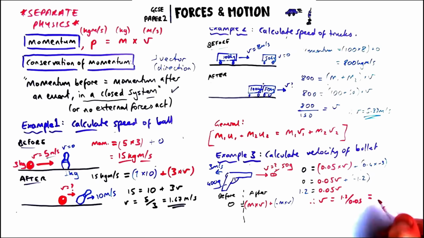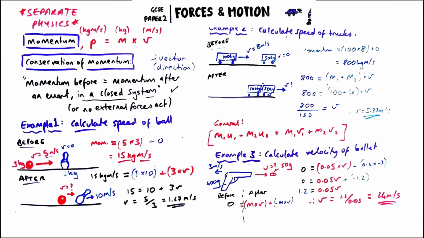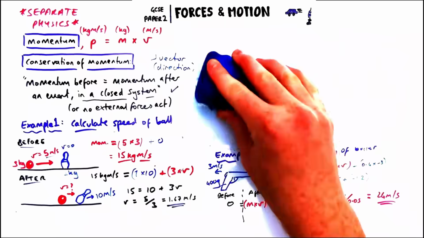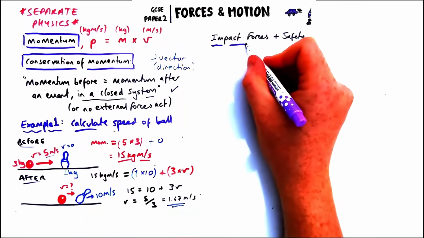So I've now got 1.2 equals 0.005v. Then we've got velocity equals that term 1.2 divided by 0.05, which equals 24 meters per second. The last thing we need to know if we're separate science students is impact forces.